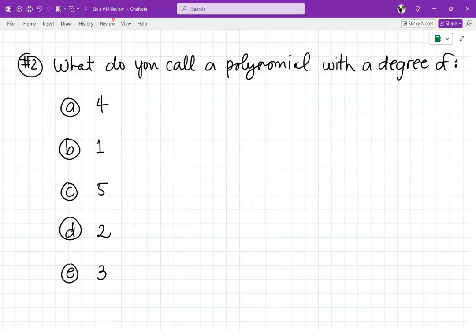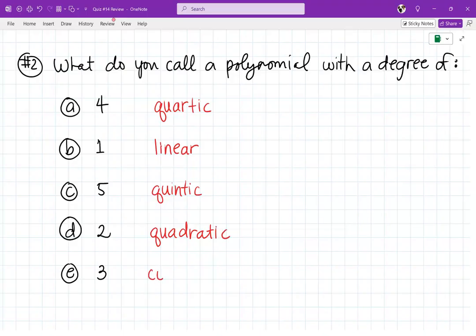So if it's a fourth power, we called it quartic. Okay, if it's a first power, what did we call it? Anybody remember? Linear. Okay, so linear. Fifth power was quintic, right? Second power, yeah, this is the one that doesn't make a lot of sense, right? Because you think of quad as 4, right? So quadratic. And then the power of 3, cubic. Okay, and there you go.